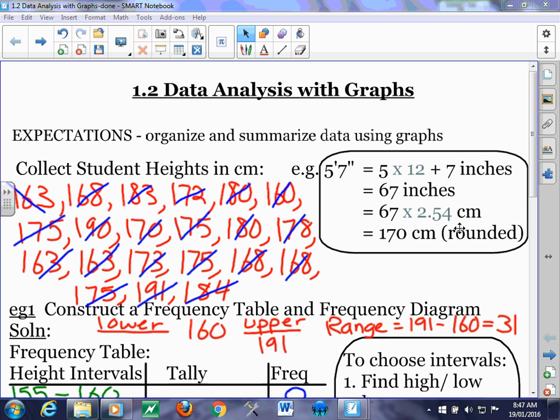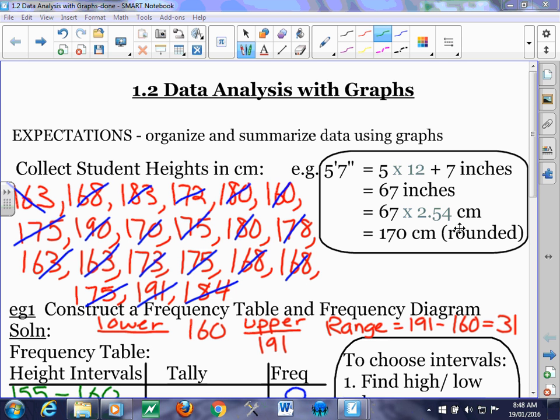Normally if we had a regular class we'd be doing this together, so I will just show you sample data from another class that I've done in the past. All right, so today our expectation is to organize and summarize data using graphs. There are lots of different options on how you display your data.